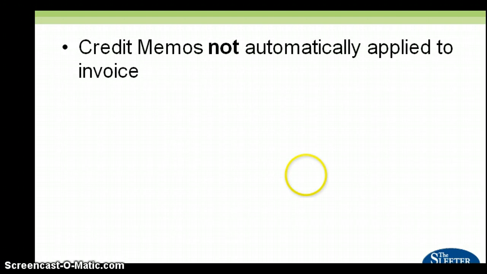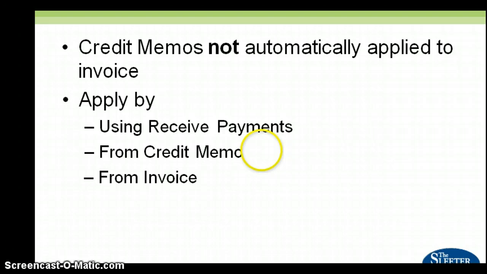Now, one thing to note, QuickBooks does not automatically apply a credit to an invoice. You have to do that. You can do it a number of ways. Apply through a payment, apply through a credit memo, or apply from an invoice.